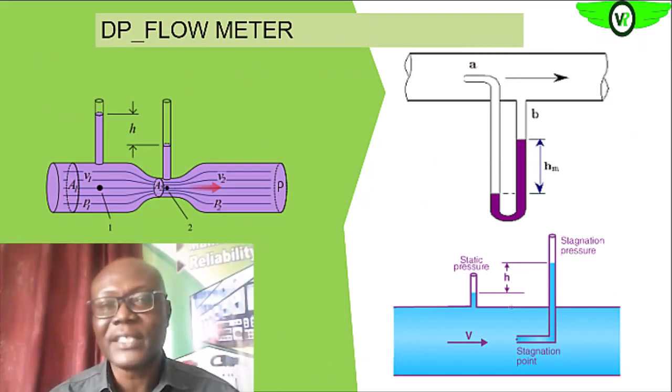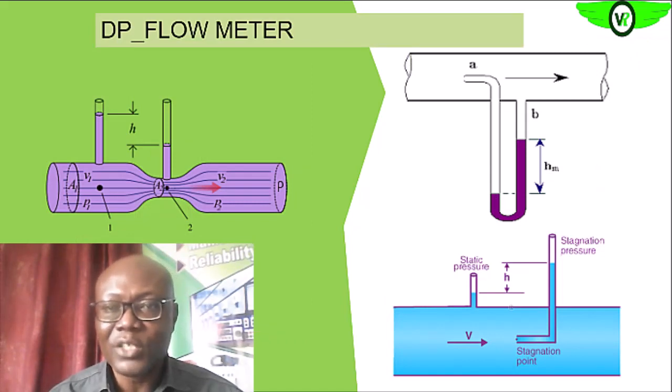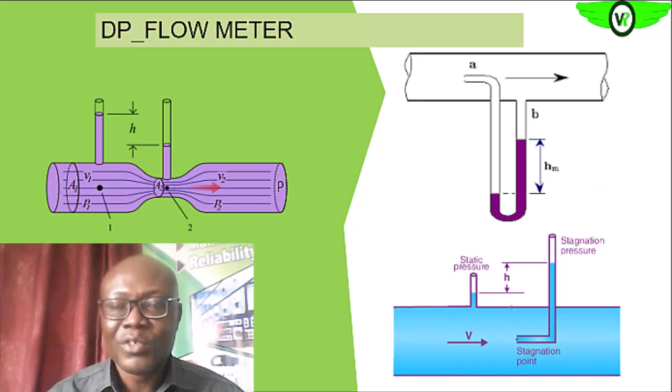So we also have other types of differential pressure flow meters. We have the pitot tube, and we also have the venturi tube. What they also do is to find a way of creating pressure difference along the stream and measure that pressure difference. Like in the previous case with the orifice plate, the pressure difference increases with increase in flow. So let's take the example of the pitot tube now.